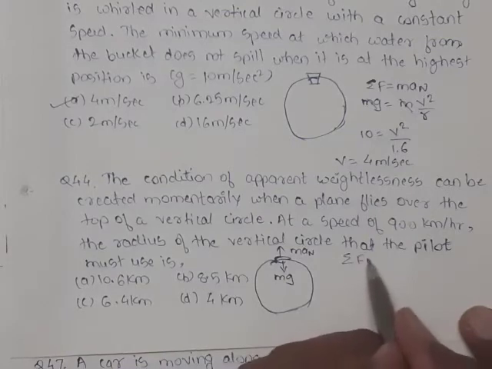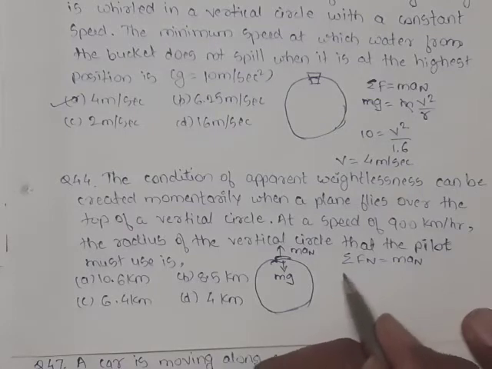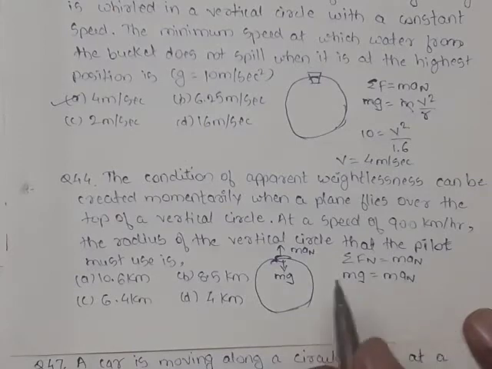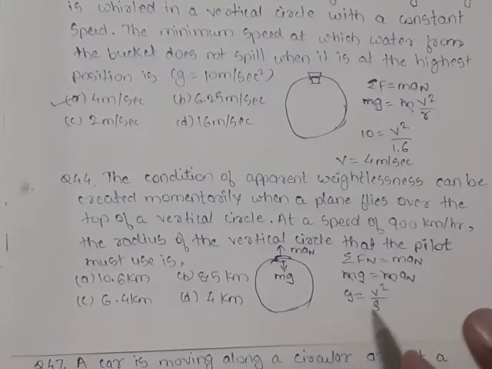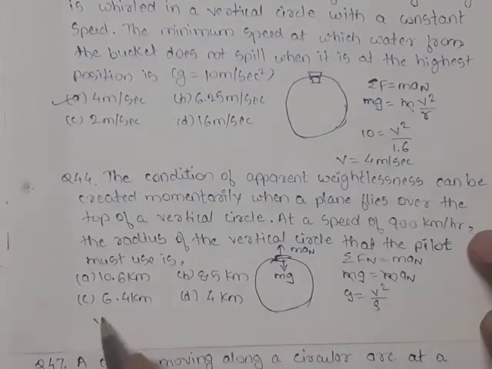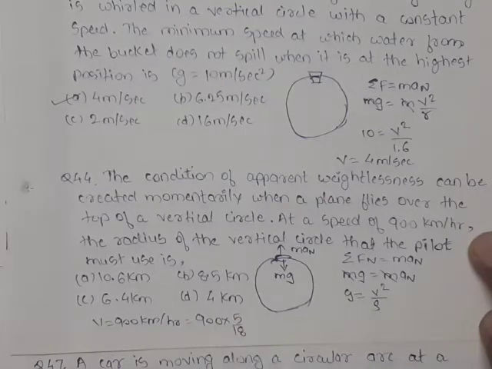Again here we are applying Newton's second law. Summation Fn equals m an. Fn is nothing but only one force, that is the weight of the pilot, equals m into an. Mass gets cancelled. g equals an, which is nothing but v square by rho. Here it is asked to find the value of rho. Velocity here is given as 900 kilometer per hour. Converting into meter per second, 900 into 5 by 18. So here we have to simplify this value to get it in meter per second.